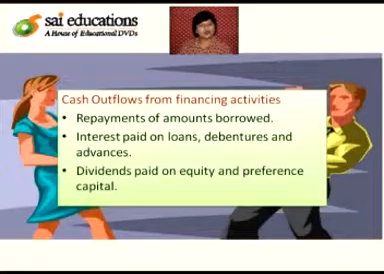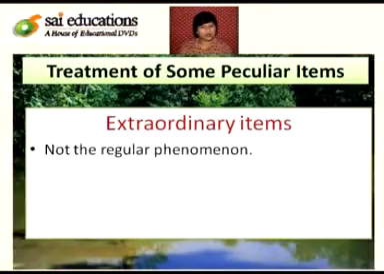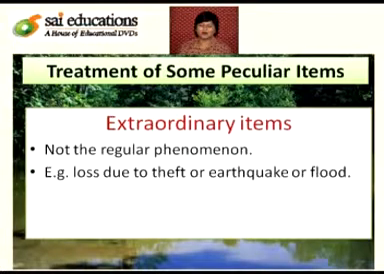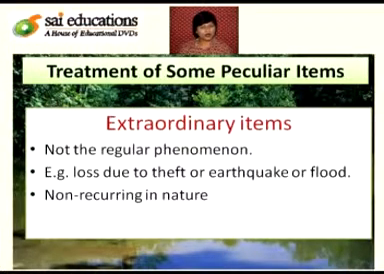There are some extraordinary items also. The extraordinary items are not the regular phenomena. For example, in case there is loss due to theft or earthquake or flood. So extraordinary items are non-recurring in nature and hence the cash flows associated with them should be disclosed separately as arising from operating activities or investing activities or financing activities. This is done to enable the users to understand their nature and their effect on the present and future cash flows of the company.